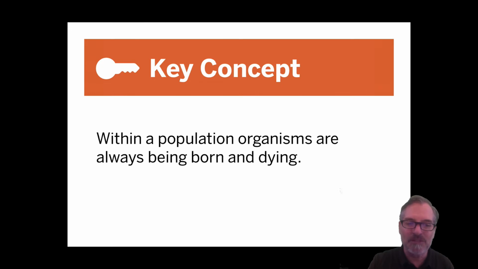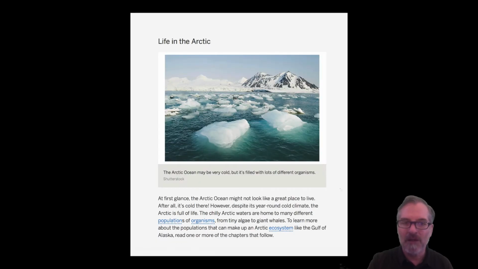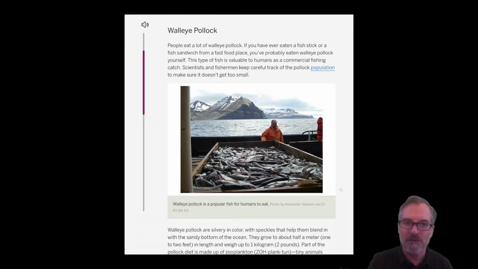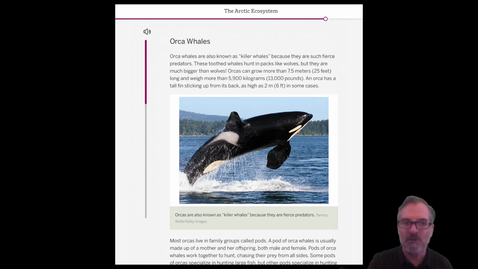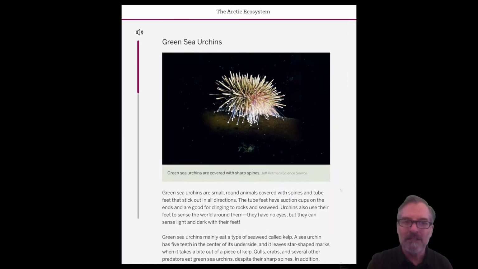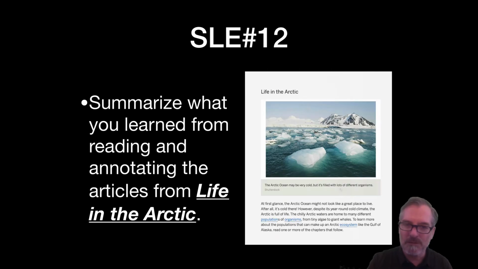But the key idea was this: within a population, organisms are always being born and dying. And you had some homework to read. You had life in the Arctic, and then moon jellies, or the walleye pollock, zooplankton, or algae, or leatherback sea turtles, orca whales, green sea urchins, kelp. So you were able to read that, and you were supposed to annotate those.